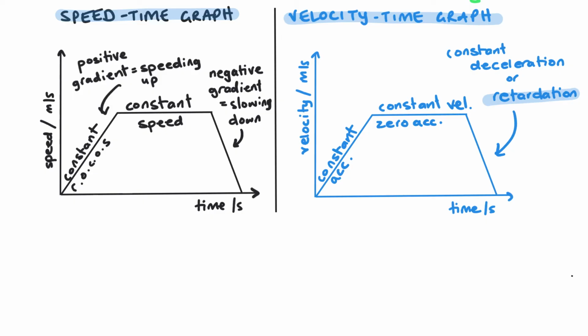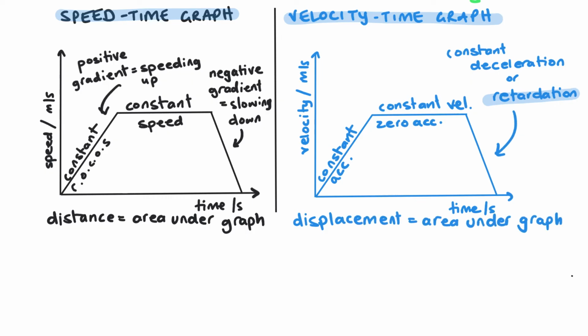There's one more bit of information we can get from these graphs, and that is we can actually work out how far the object has travelled, what the total distance or the total displacement of the object is. And to do that, we work out the area under the graph. So for a speed time graph, the area under the graph is equal to the distance, and for a velocity time graph, the area under the graph is equal to the displacement.